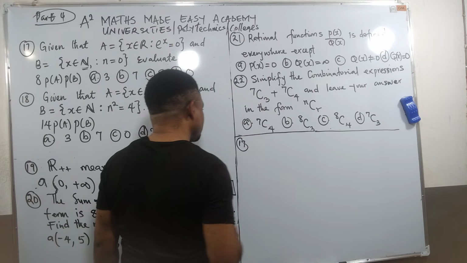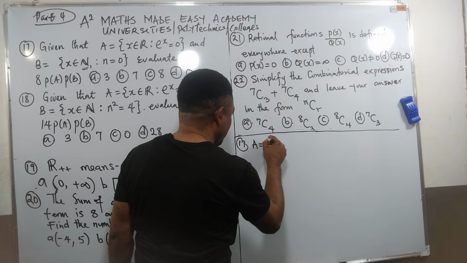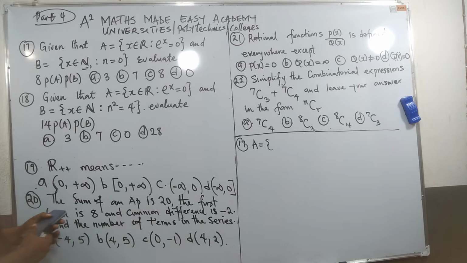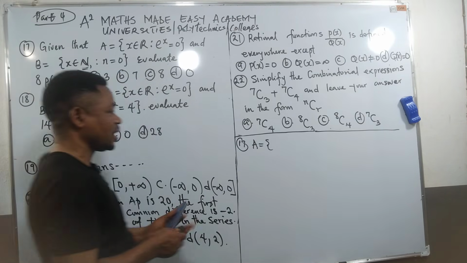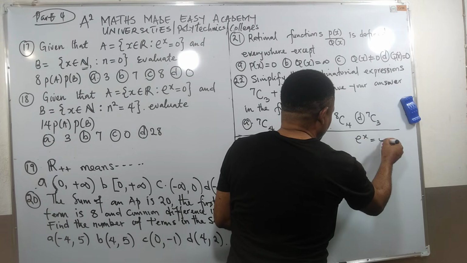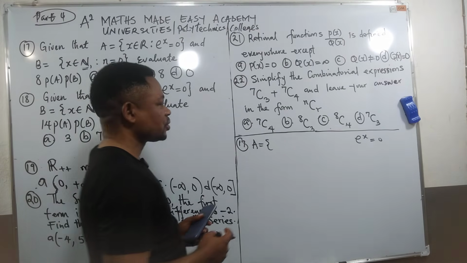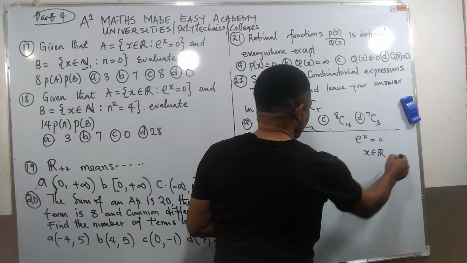The first thing we are going to do is to list the members. Let's start with set A. Now the issue, if you observe my last video, is that anytime you encounter an exponential x like this, equal to 0, and they ask you to list the members under the set, such an exponential does not exist under the real numbers.